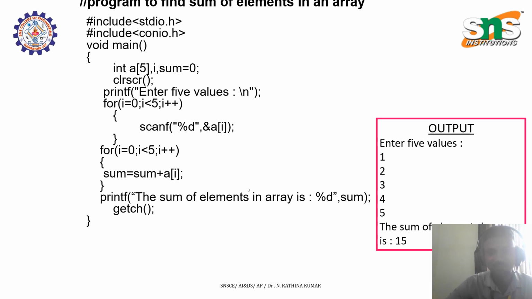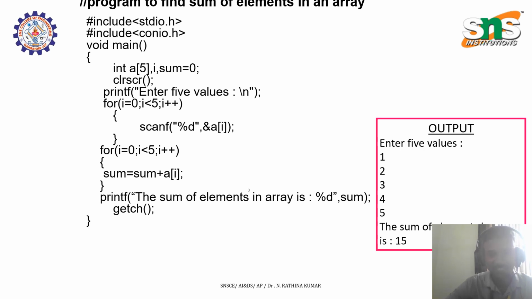We received 5 values from the user and stored them in an array. The next thing is we add all those 5 values. So again we use a for loop: for i equal to 0, i less than 5, i plus plus. Inside that there is only one statement, that is sum equal to sum plus a of i, which means the sum value is initially 0 and the a of i value is what we already gave. For example, if we gave 1, then 0 plus 1 is added and stored in sum.